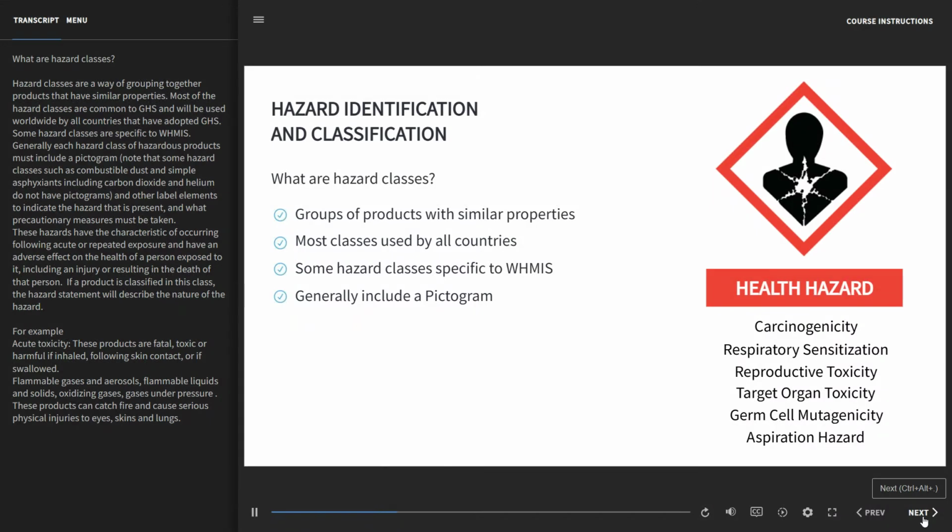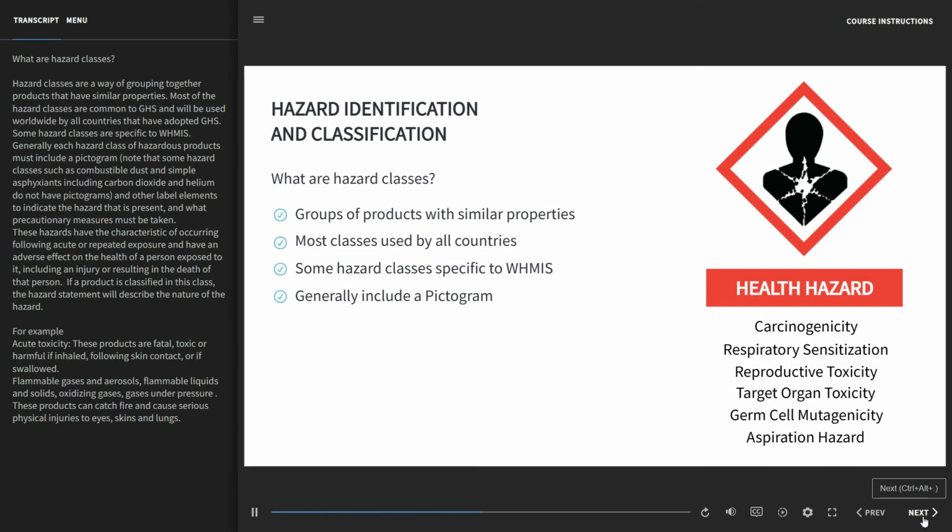Note that some hazard classes, such as combustible dust and simple asphyxiants, including carbon dioxide and helium, do not have pictograms, but have other label elements to indicate the hazard that is present and what precautionary measures must be taken.